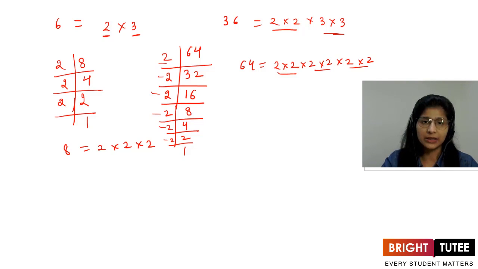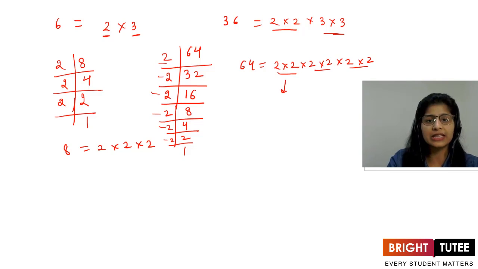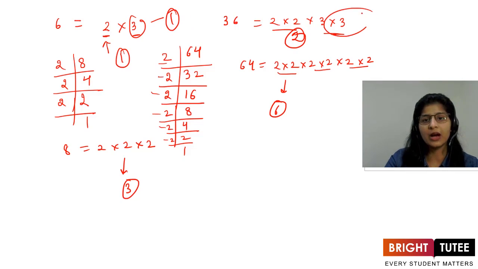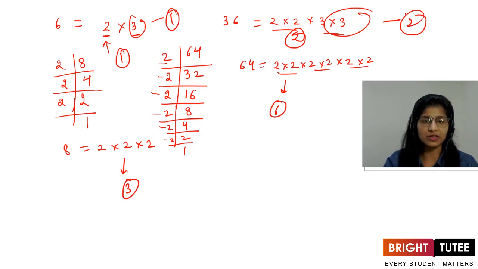8 is 3. But in the square of that number, the number of 2s has doubled. It is 6 here. Here how many 2s are there? 6. And here how many are there? 3. Here how many 2s are there? 1. And here 2. And here how many 3s? 1. Here how many 3s? 2. So what we are observing is that the number of times the prime factors occur in that number gets doubled. It becomes twice in the square of that number.